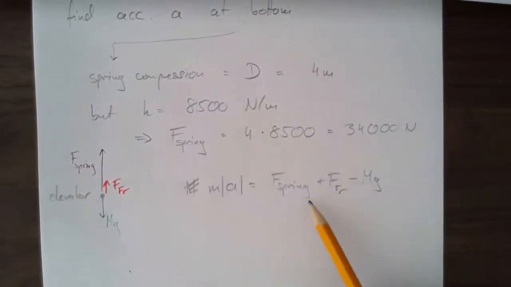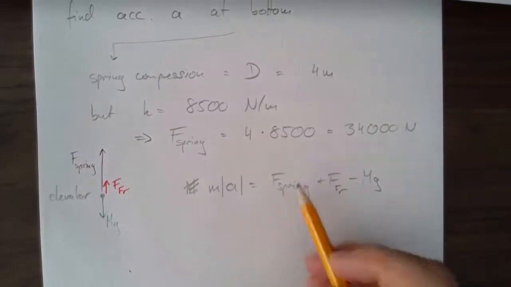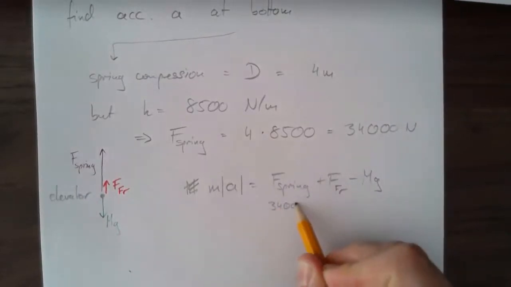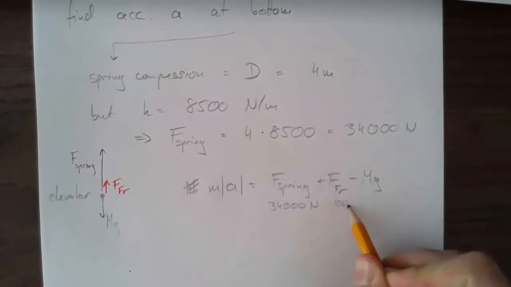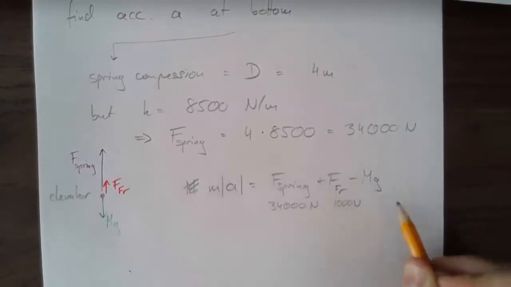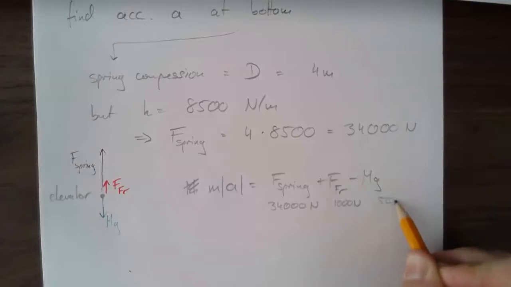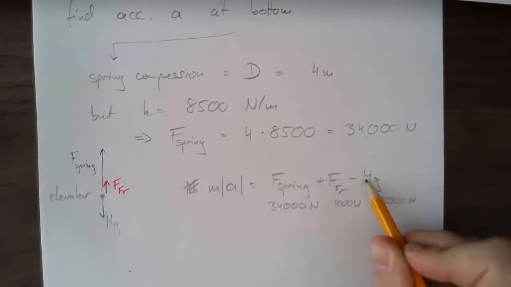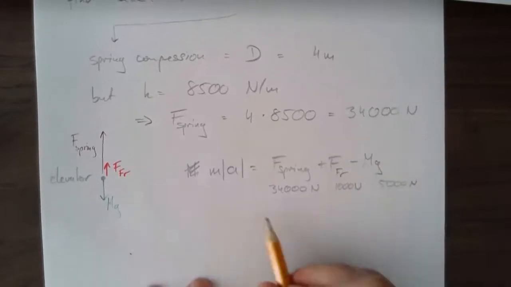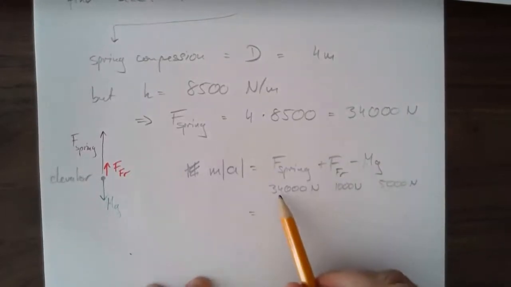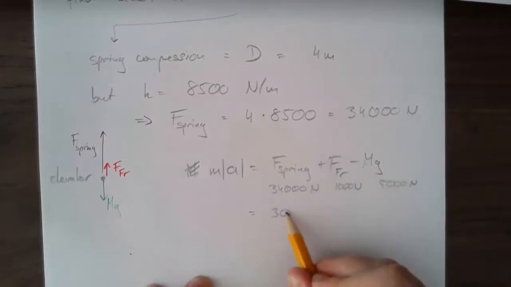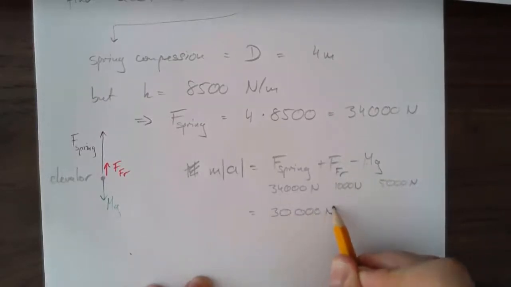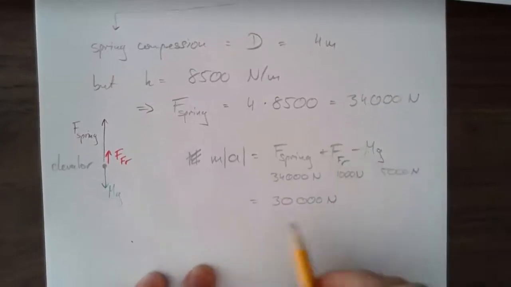And then I want to subtract the weight. So I can plug in all those values, right? We know what this one is. This is 34,000 newtons. This one is 1,000. It hardly makes any difference at all. And this one is going to be 5,000 newtons. Why? Mass 500, g 10, 5,000 newtons. So that's equal to 34,000 plus 1,000 is 35,000, minus 5,000, 30,000. That's the net force equal to ma.